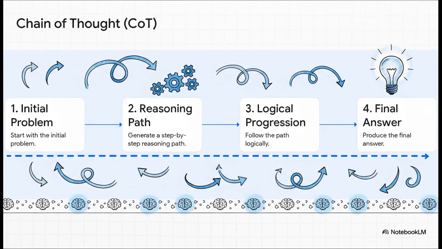So the basic chain of thought process is pretty straightforward. It's linear. You give it a problem and it lays out a single logical path from A to B to C until it gets to the end.